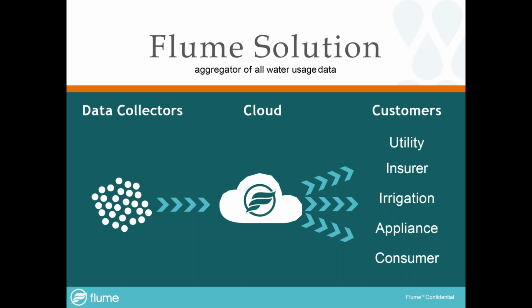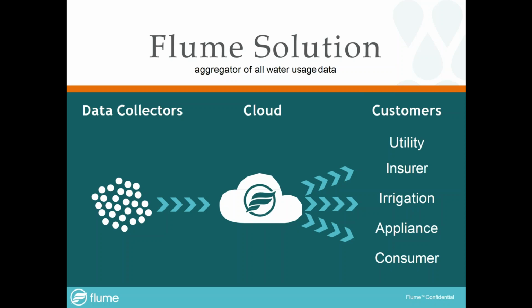So with this information now, we're actually focusing on the major solution as a whole here. This is how we picture Flume. We really are the aggregator of all water usage data across the country. In specific regions, you can imagine that we have these data collectors, which are our sensors, all over a city. We're gathering that data in real time. We're sending it to our cloud, and then we're analyzing that and presenting it to a variety of different customers.